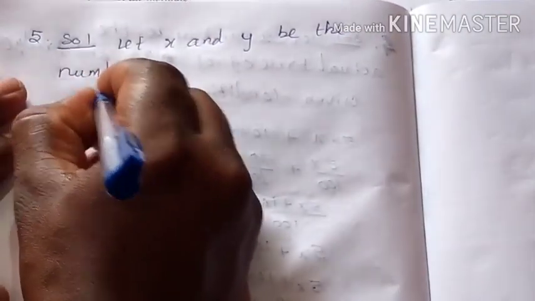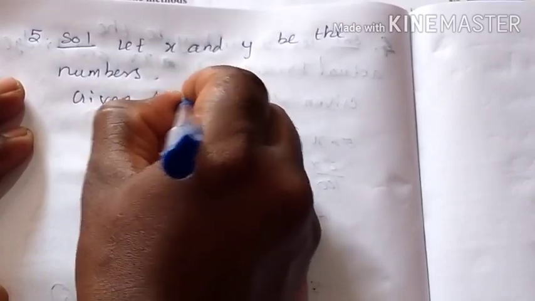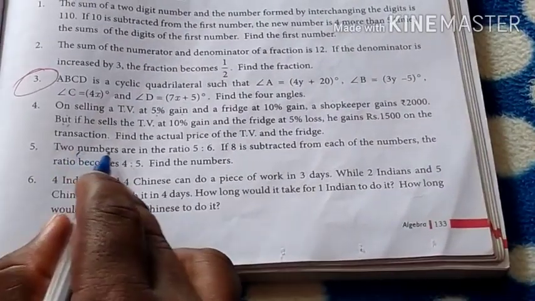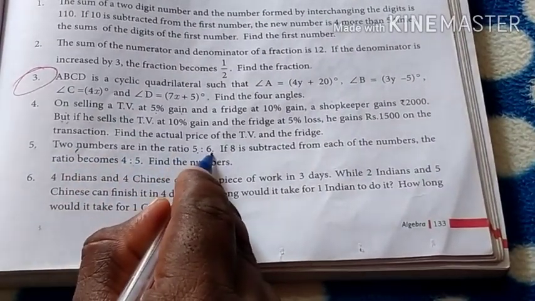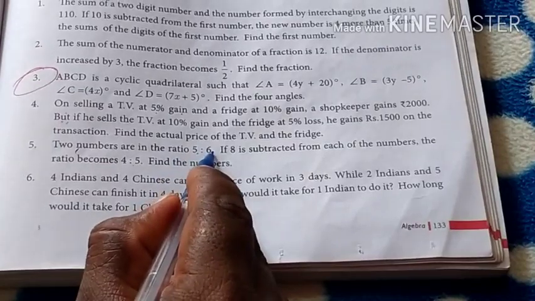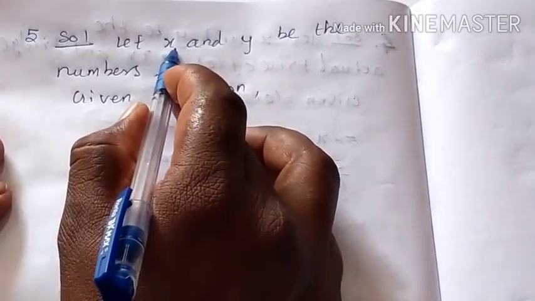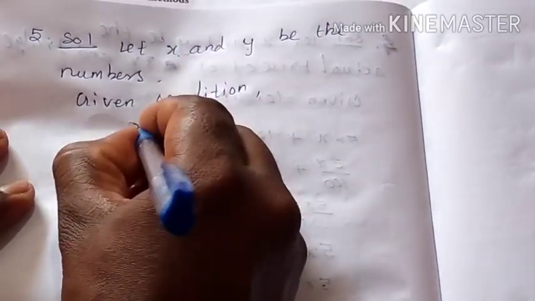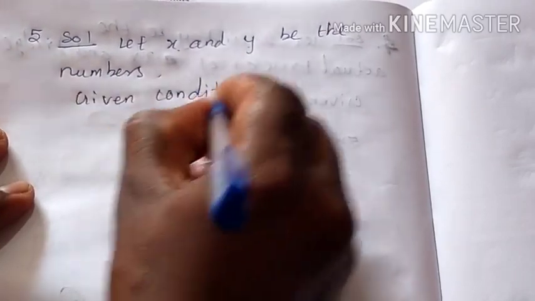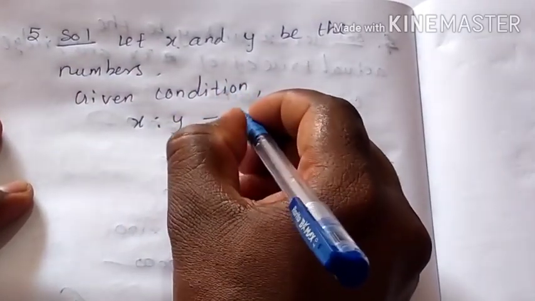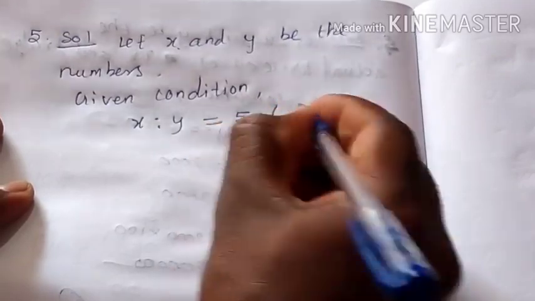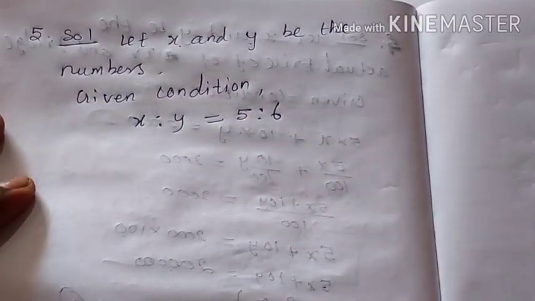Okay, then the given condition. What is the condition? Two numbers are in the ratio 5:6. The two numbers' ratio is 5:6. This is the first condition. Okay, this is our assumption. The two numbers are x and y. The two numbers' ratio is 5:6. Okay, this is your first condition.